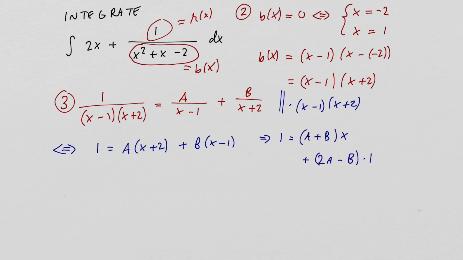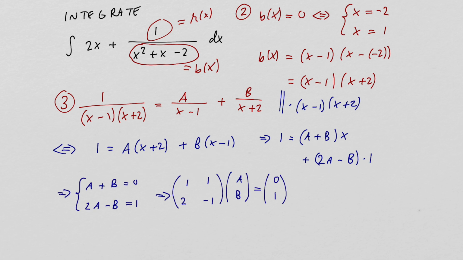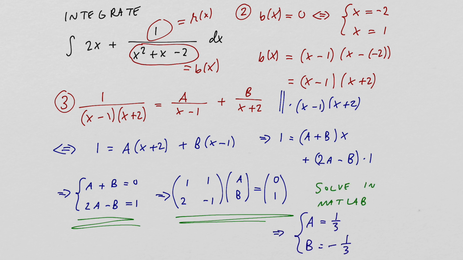On the right hand side we have x times a and x times b, so we can write this, and we have number 1 equal to a times and minus b times. We get a linear system of equations and we can solve this in MATLAB, for example. This is what we will get. a is equal to 1/3 and b is equal to minus 1/3.